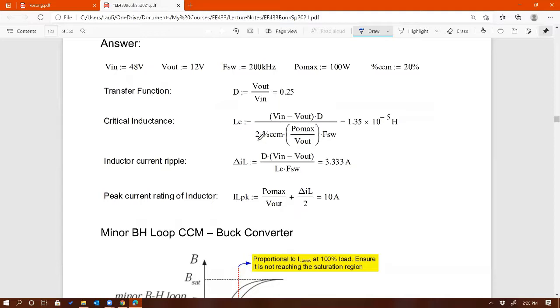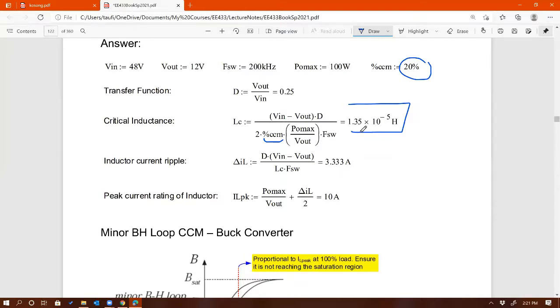See that right here? Ooh, did I mess up on this? Oh, no, it's not. I thought that's supposed to be 20. That's just part of the equation, right? There's a constant 2 right there. The 20 is actually right there. Percent CCM should be 20 right there. Whew, I thought I messed up. All right, so 2 times percent CCM, which is 20% of the max output current, as I explained earlier. So that gives you the critical inductance, 13.5 micro, right?